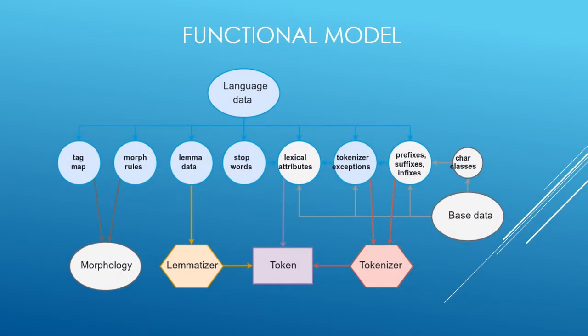Here you can see the functional model of language data. As we can see, the morphology, including the tag map and morph rules. The base data, including the lexical attributes, tokenizer exceptions, prefixes, suffixes, infixes, and char classes.